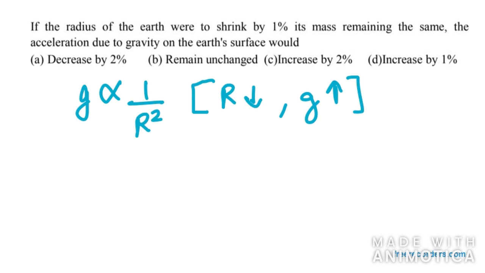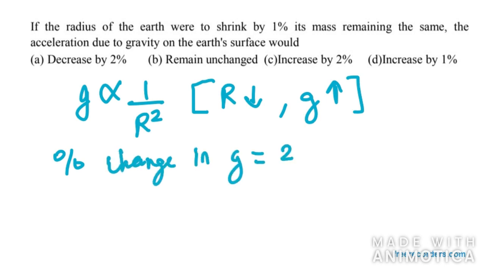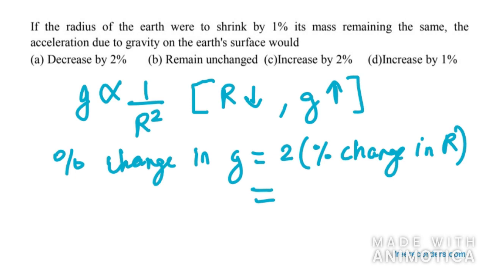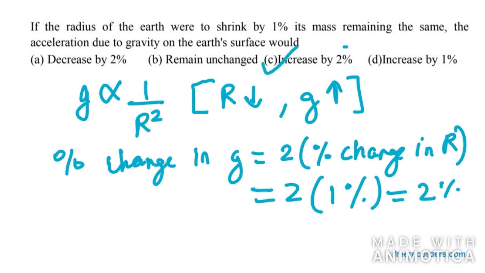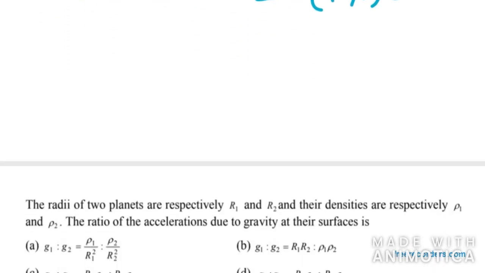So we need to find the percent change in g. The percent change in g is 2 times the percent change in R. As it is given that the percent change in R is 1%, the change in g is 2%. So acceleration due to gravity increases by 2%. Let's move on to the next one.